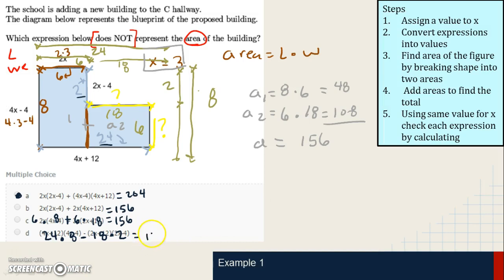156. So if you're worried about making a mistake, then just enter them in like we did the first two, and do the bottom two the same way. So now you can see 156, that's the same area, 156 same, 156 same. So there's only one expression that does not have the same area.